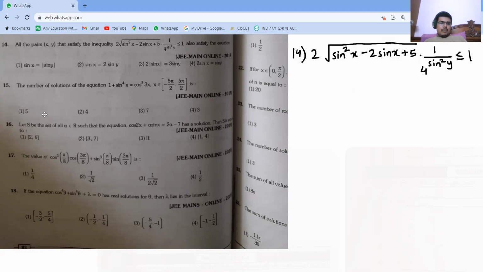So the 14th one: all the pairs x comma y that satisfy this inequality also satisfy one equation out of these four. So we have to basically find some relation between sin x and sin y.